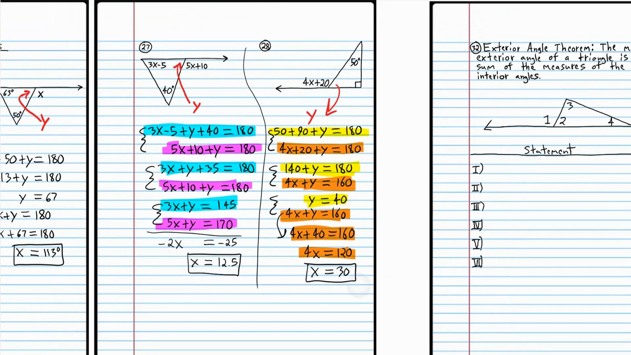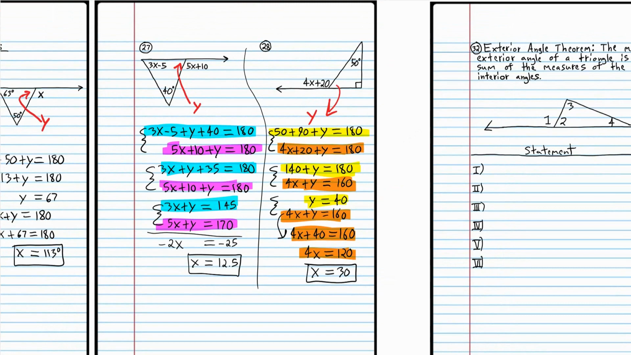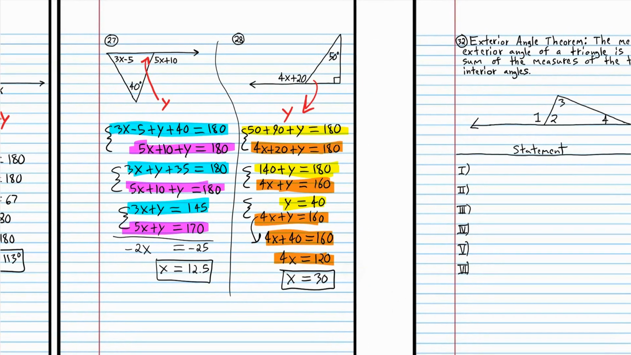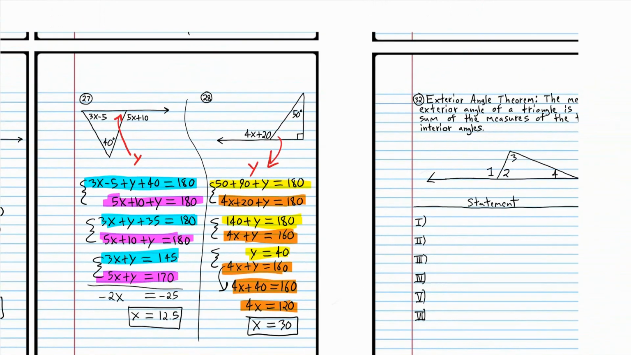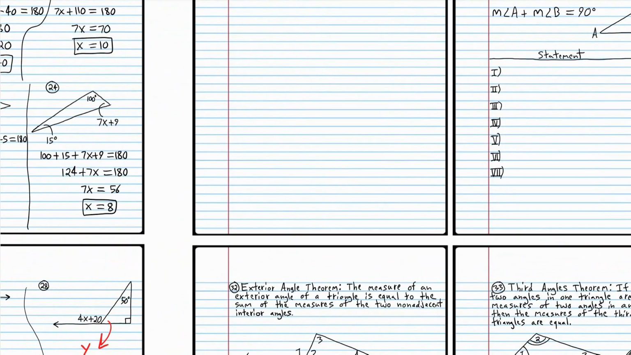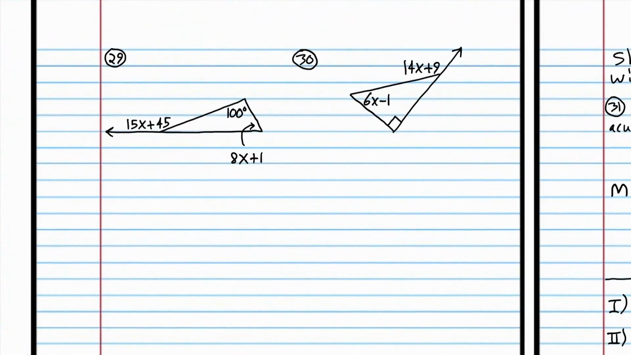Again, these are challenge problems, so if you're able to do them, that's really good. If you're not able to do them, that's okay. That's normal. As long as you have the main idea down, then you have enough. All right, on to number 29 and 30.